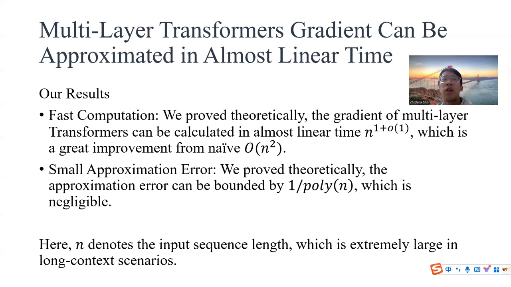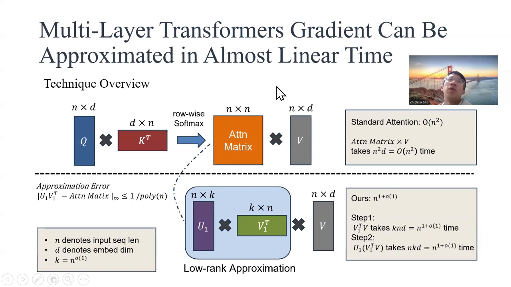The second result is the small approximation error. We have proved that the approximation error can be bounded by 1 over poly(n), which is negligible compared to the speedup of the attention computation. Here we use n to denote the input sequence length, which is extremely large in long-context scenarios used by modern large language models. Then I would like to provide the technical overview of our method.